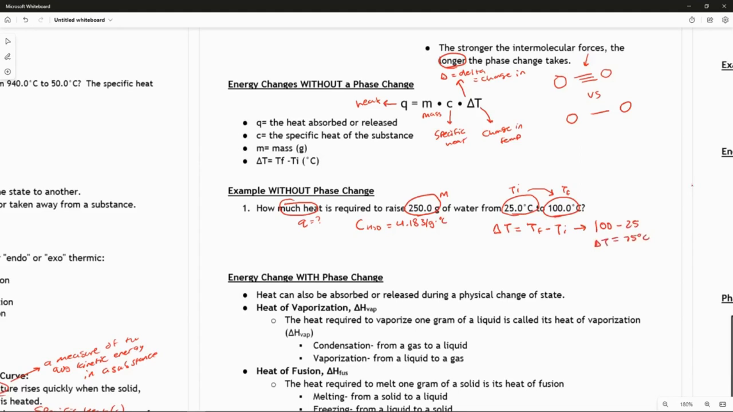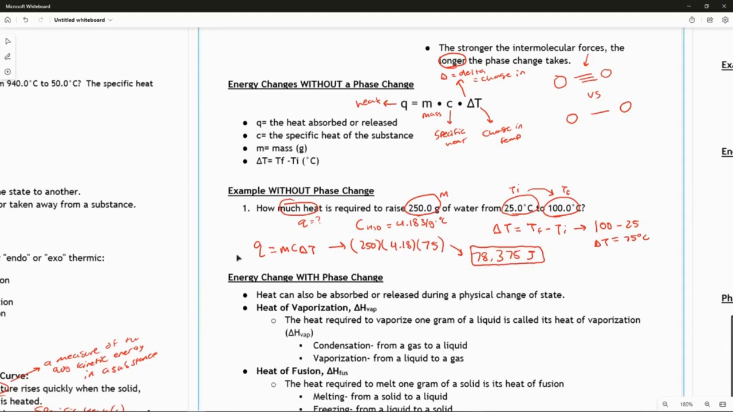You have all your variables now. All you got to do is plug. Q equals mc delta T, and you multiply them all together. m is 250 grams. C, specific heat constant, 4.18. And delta T, we calculated that was 75 degrees Celsius. All you got to do is multiply it all across, and it should give you 78,375. Label is heat, so it's joules, and that is your answer. 78,375 joules.